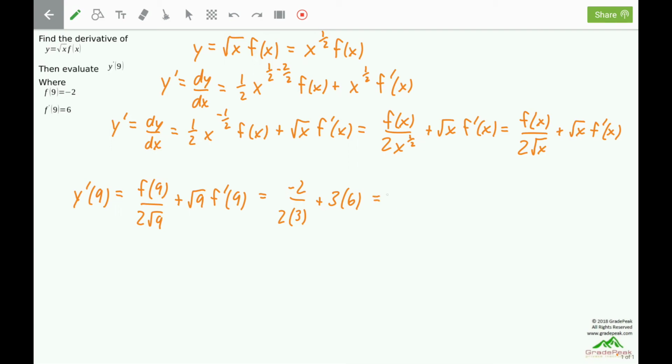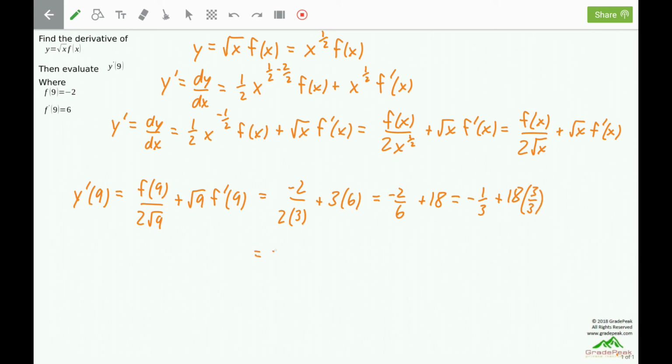So we have a negative 2 over 2 times 3, which is 6, plus a 3 times 6, which is 18. We can reduce this to a negative 1 over 3. And then that 18 we're going to want to have a common denominator, so we will multiply by 3 over 3.